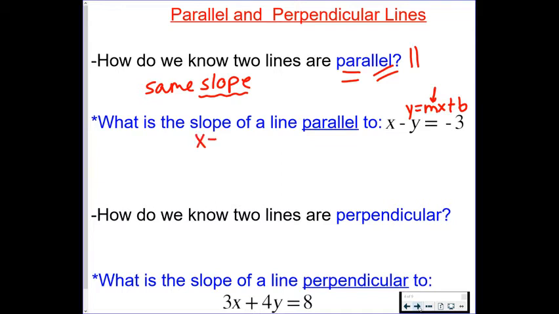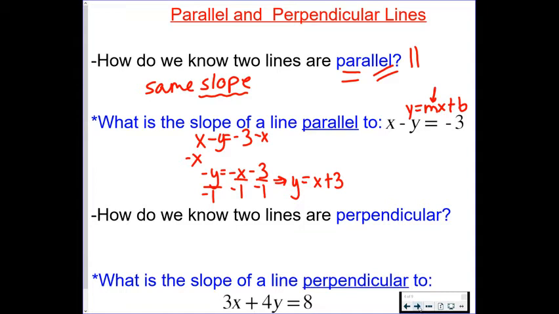I have x minus y equals -3. I'm going to subtract x from both sides. Negative y equals -x minus 3. And then divide by that -1 to get y all by itself. So y equals x plus 3. So that's our equation that goes with that line.